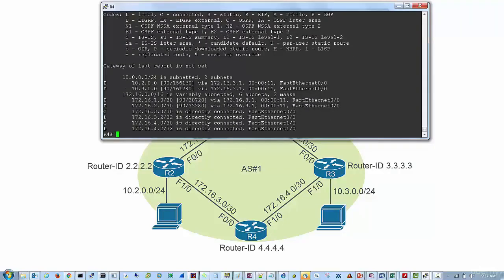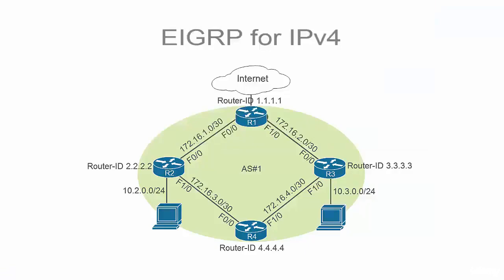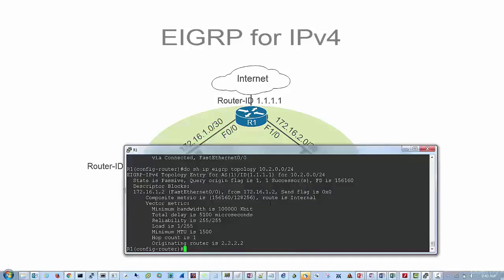Perfect. Now that we have our basic EIGRP autonomous system number 1 configured, we're going to configure R1 to advertise a default route into EIGRP. Once all of the routers learn the default route, we're going to go to R4 and manipulate its delay value on the F10 interface to make it so that it prefers the path via R2 for the default route instead of having two equal cost routes in its routing table.